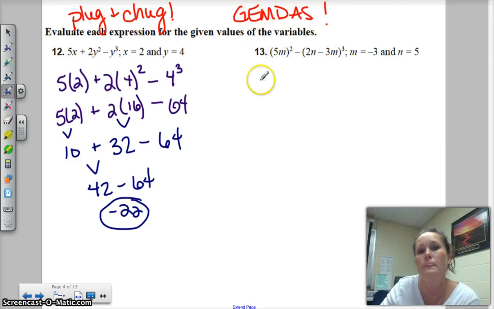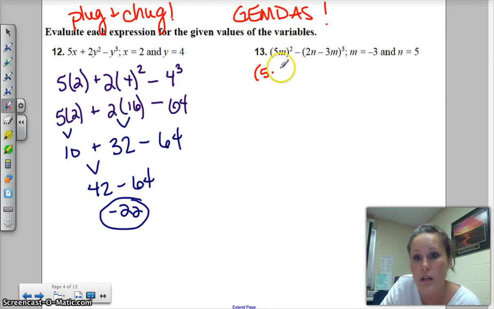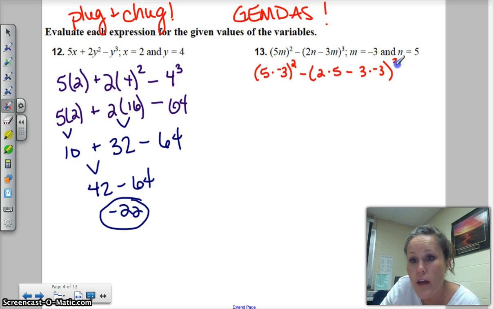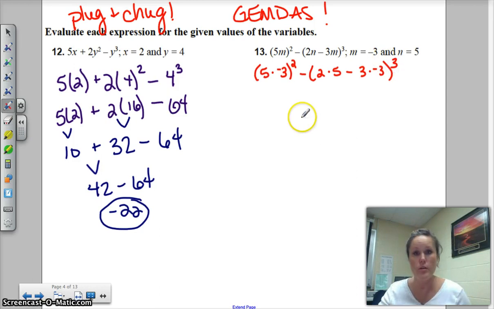Let's go on this one. All right, so notice how 5m is in parentheses. We're going to keep it that way. So 5 times negative 3 squared minus 2 times 5 minus 3 times negative 3, and all of that is cubed. Okay, so let's focus on the stuff that's in the grouping symbols first.